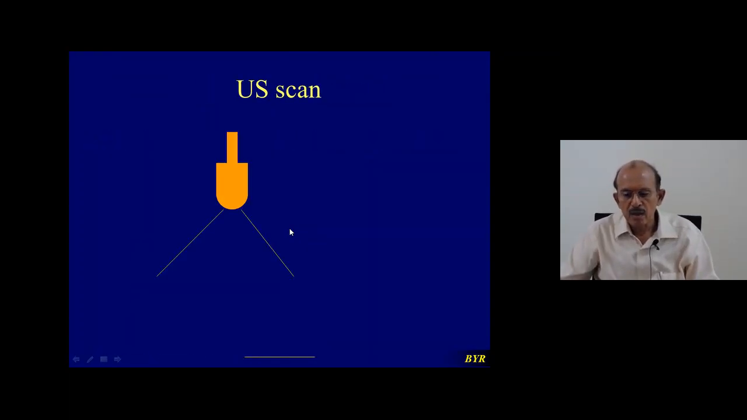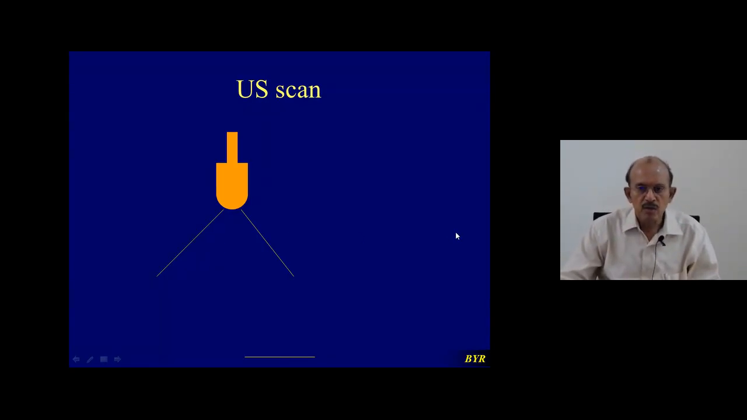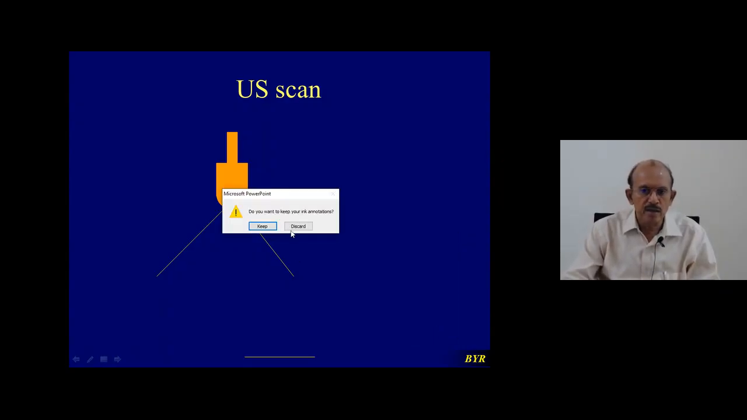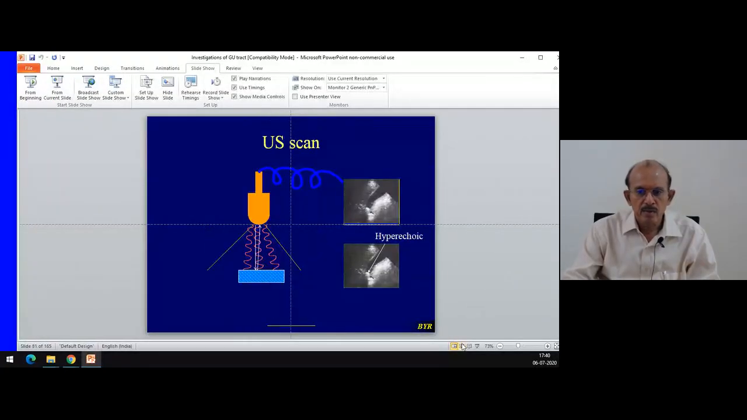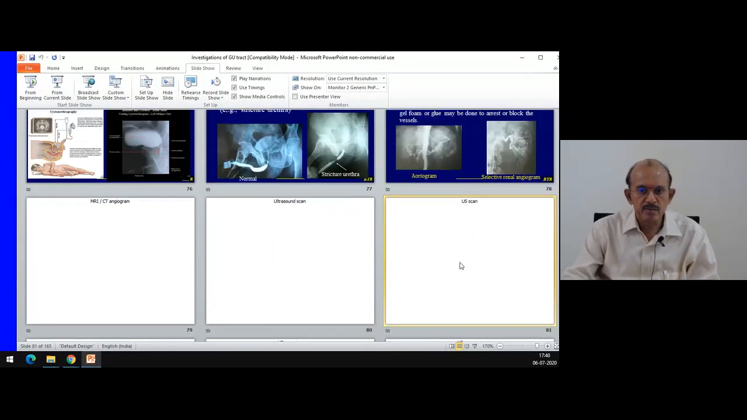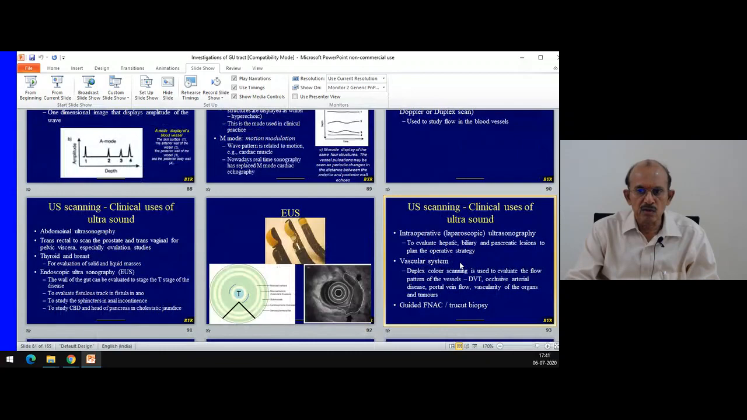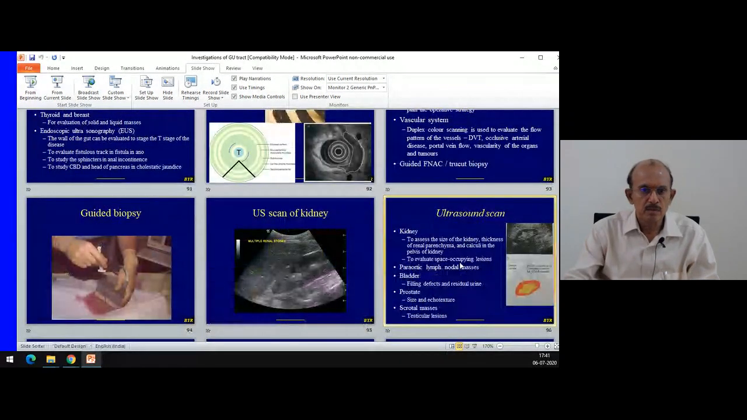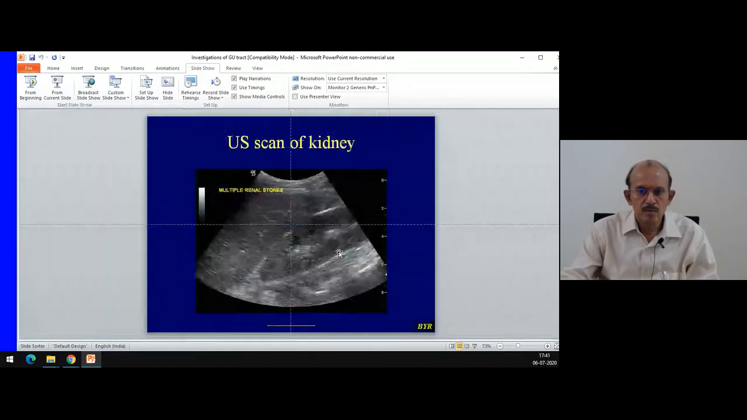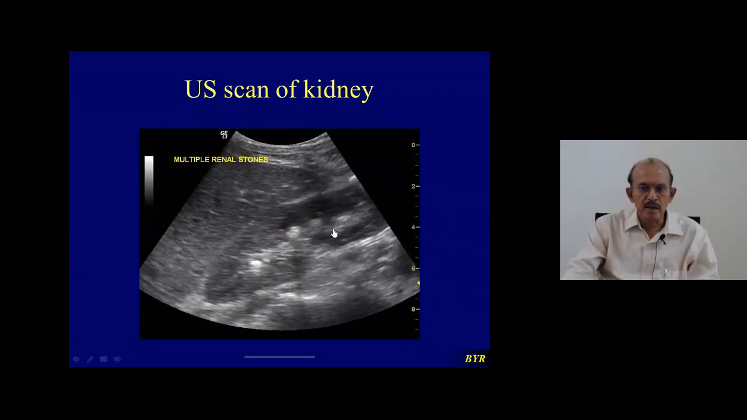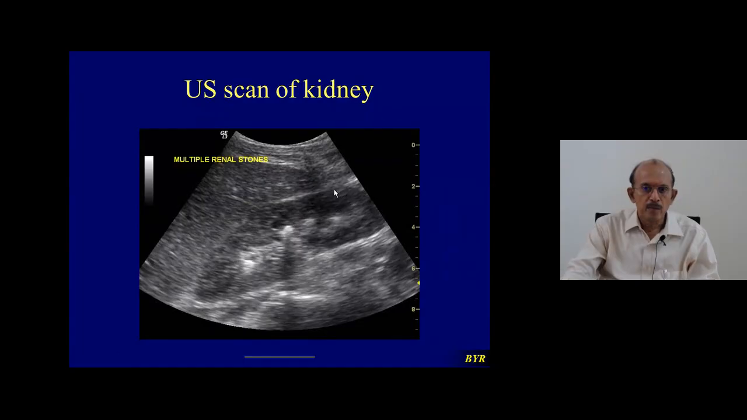Ultrasound scan. Of course, we have already studied in detail the procedure of ultrasound scan, so I will skip those slides. I will confine myself only to the ultrasound scan of the kidneys. General aspects of ultrasound scan we have already studied. So you can see this is the kidney shadow. This is the kidney.